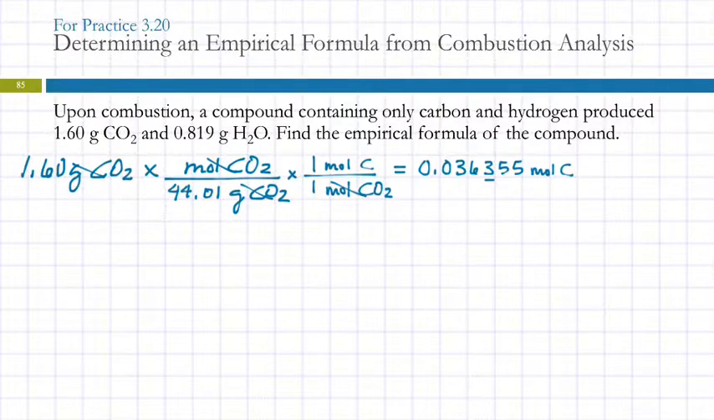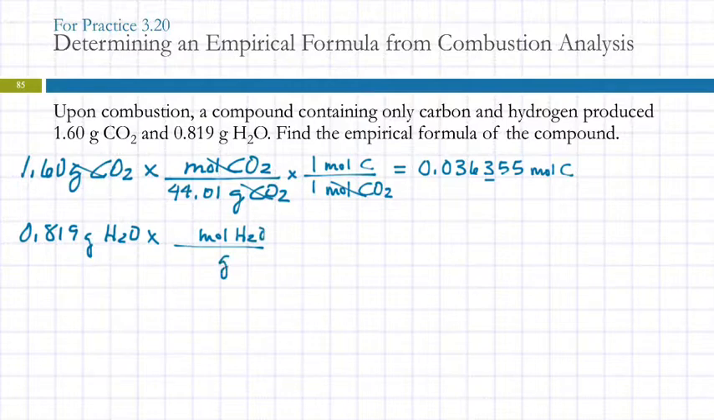Now I need to do a similar calculation with water. So I've got 0.819 grams of H2O. So I'm going to convert that to moles of water. I need to divide by grams of water. And then we're going to calculate the molar mass of water. It's 2 times 1.008 plus 16, which is 18.016.